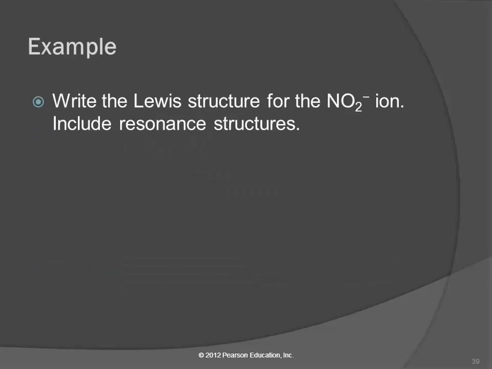Let's do another one. Let's do nitrite ion, NO2 minus, and this time the instructions say include resonance structures. So for NO2, we're going to put an N in the middle and O's on the sides. And then we have to figure out, well, how many valence electrons do we have? Well, we've got 2 oxygens. They each have 6, and nitrogen has 5. It has a -1 charge, and so we add 1 electron. So 2 times 6 is 12, and 6 is 18.